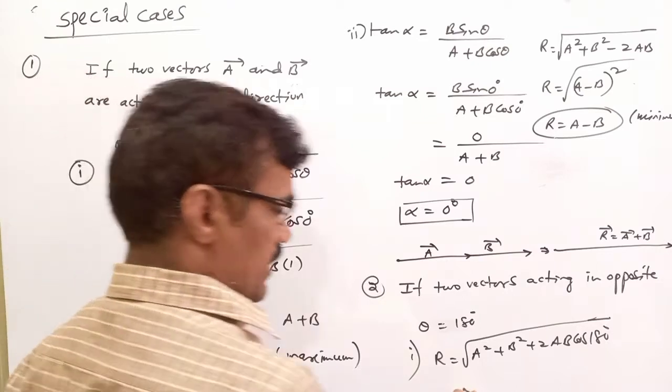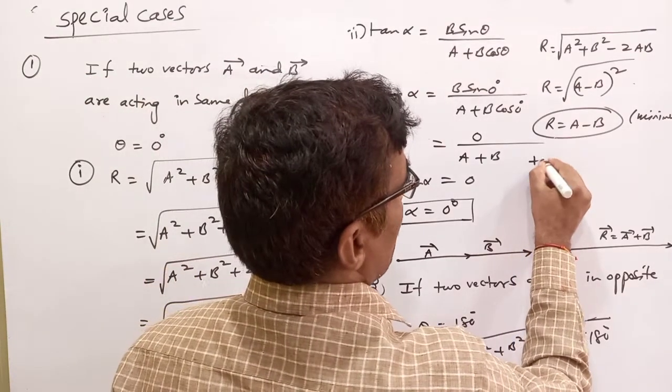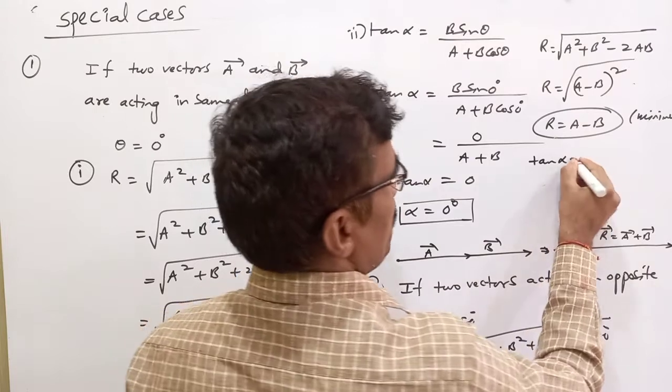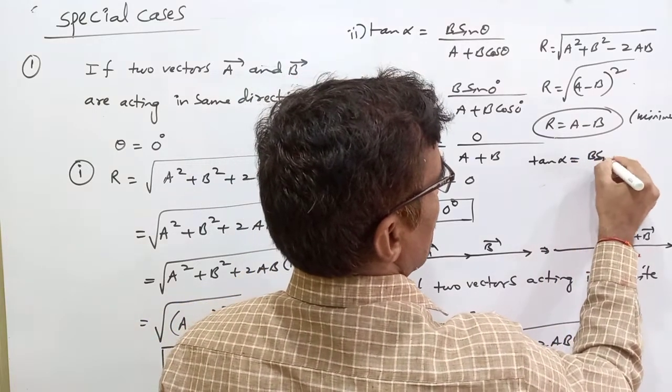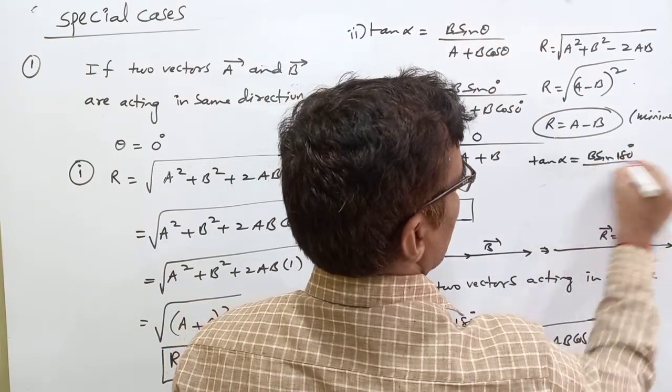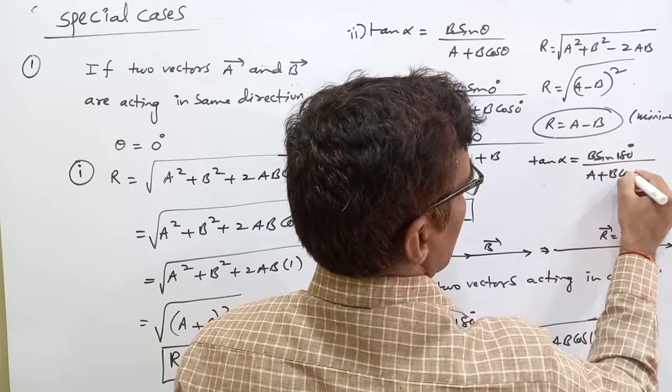Yes, clear? Then therefore, for the direction, tan alpha equals B sin theta by A plus B cos theta, with theta equal to 180.